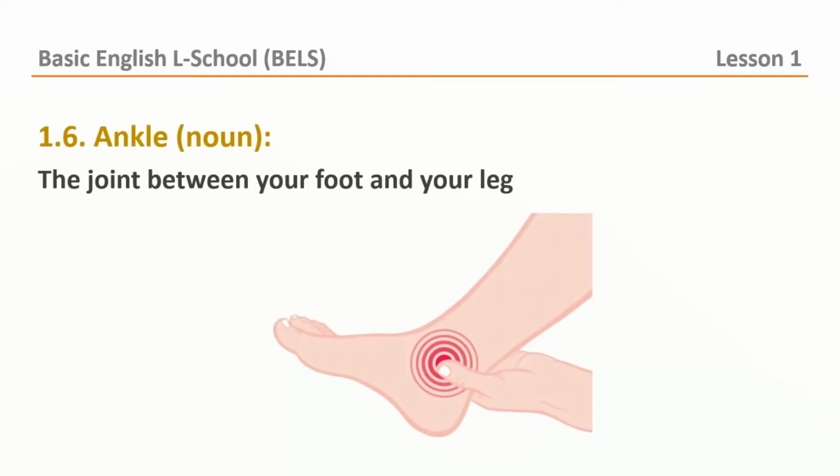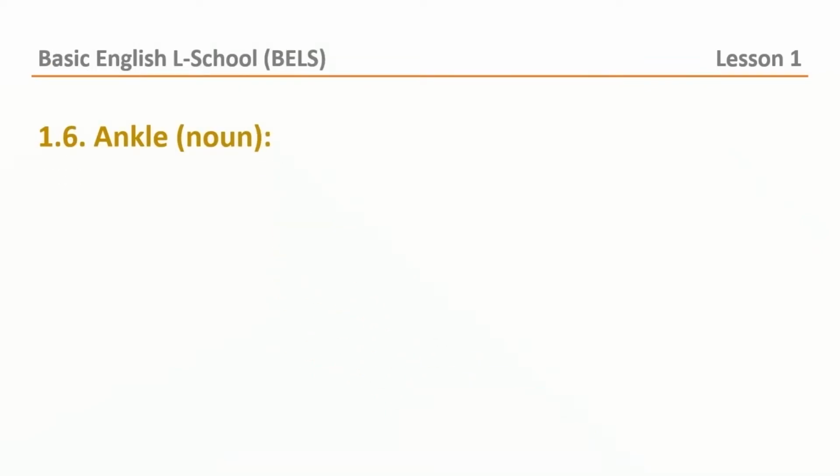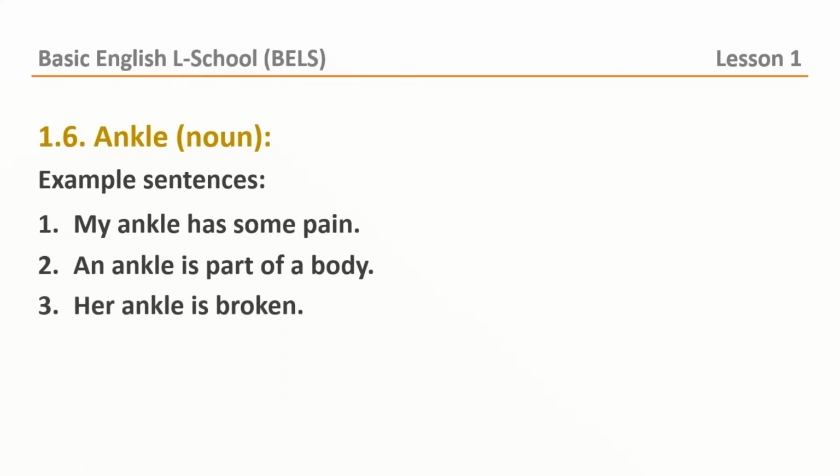Ankle. It's a noun. The joint between your foot and your leg. The vocabularies: joint, between your foot, leg. Example sentences. My ankle has some pain. An ankle is part of the body. Her ankle is broken.